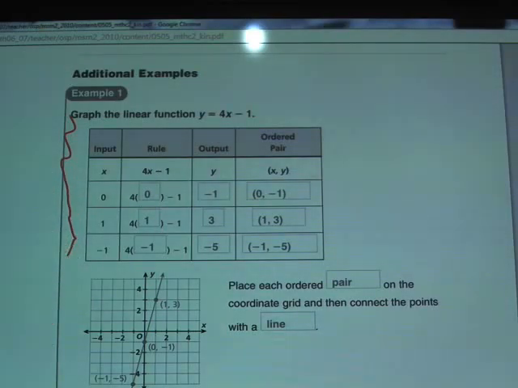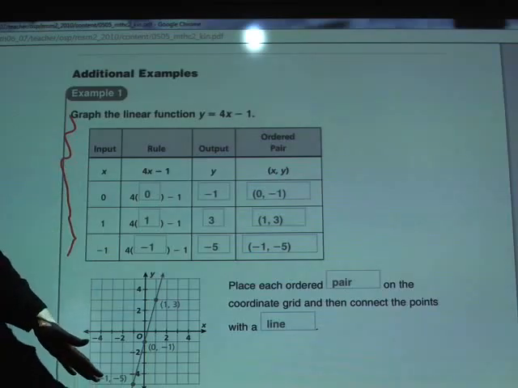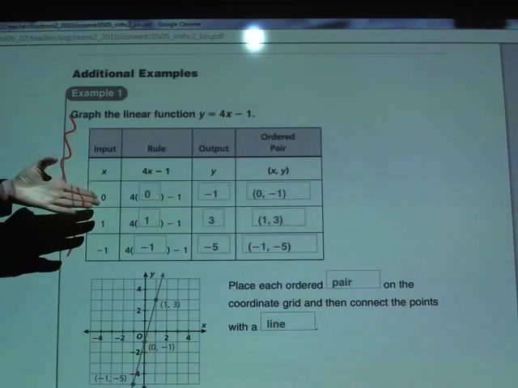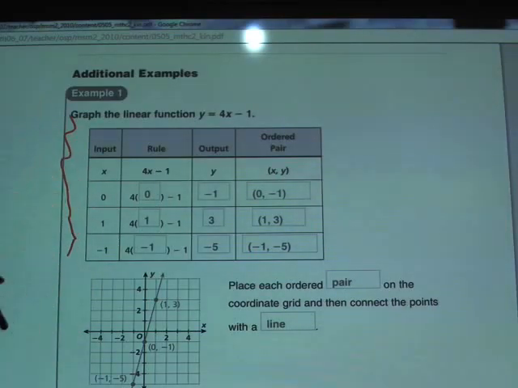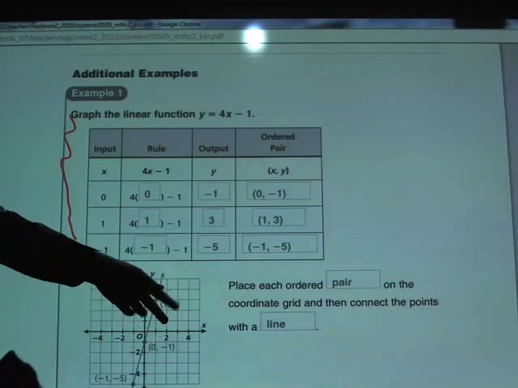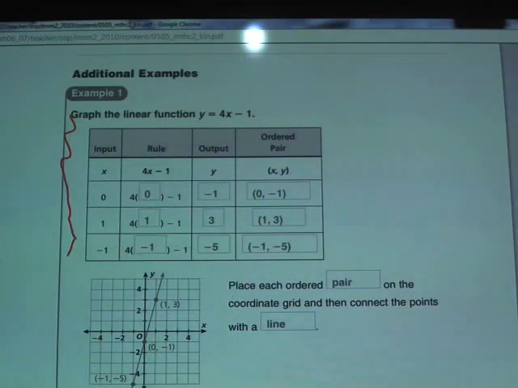You can choose any numbers you want here to graph, anything you want whatsoever. The thing is, you're going to have to then come down here and graph it. So if you want to pick the number 1,000 for x, you can. But then you're going to have to make a coordinate grid here that goes all the way out to 1,000. So chances are you want to pick some smaller numbers to work with. Generally, I'm going to tell you to work with some positive, some negative, and 0. So their list of 0, 1, and negative 1 is not a bad list.